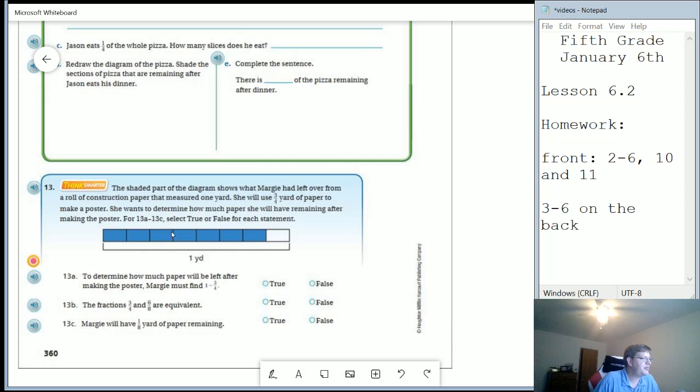So we have 1, 2, 3, 4, 5, 6, 7, 8 parts here. We're counting 7 of those parts, because we are counting 7 of those parts. The shaded part is what was left over. So we started with 1 yard, and this is how much of a yard is left over. Of the amount that's left over, she's going to use 3/4 of a yard. Okay, so number 13, to determine how much paper will be left after making the poster, are we going to do 1 minus 3/4?